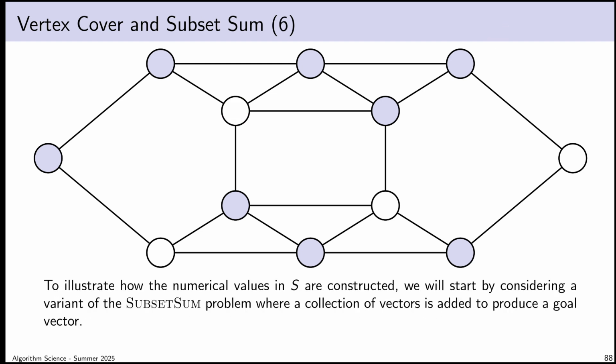Okay, so ultimately my reduction will result in me constructing a set S of integers. However, if you look at the expression for how we construct them, it's not very easy to understand where the integers come from. So to build our way up to that, instead of initially talking about a set of integers, just to explain the reduction, I'm going to consider a variant of the subset sum problem where instead of adding a bunch of integers to achieve a goal sum integer, we're going to add a collection of vectors to achieve a goal sum vector.